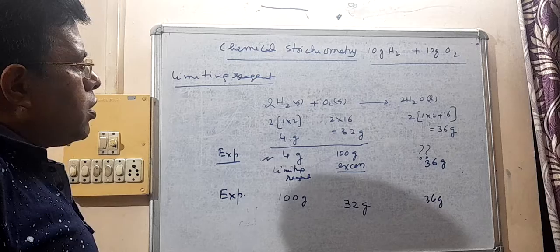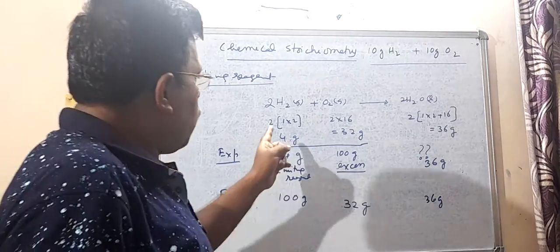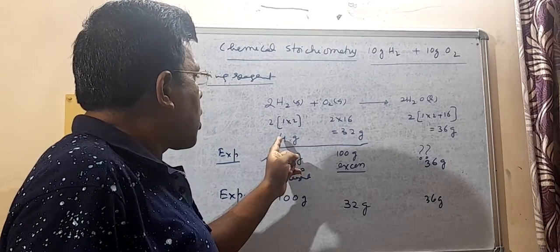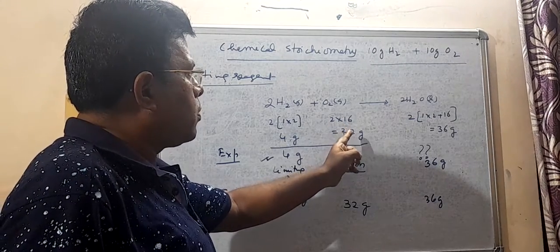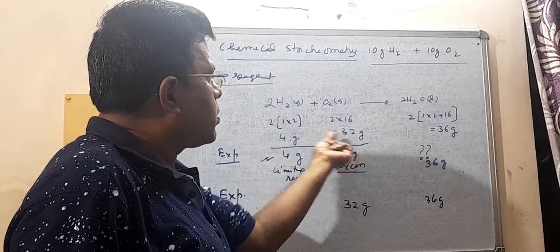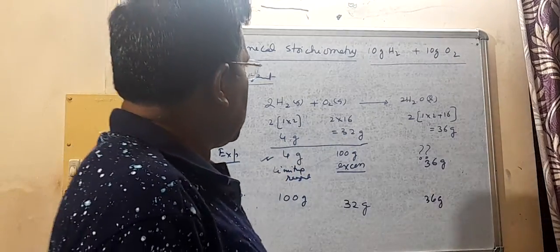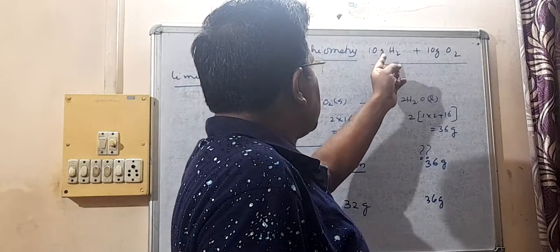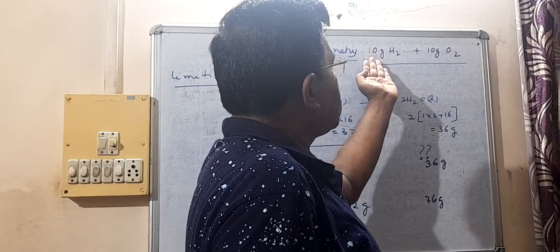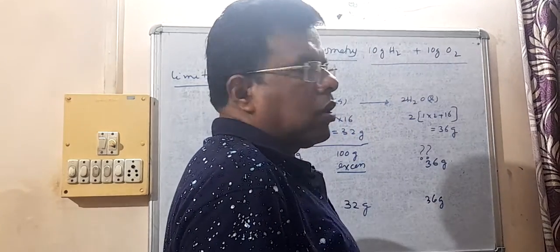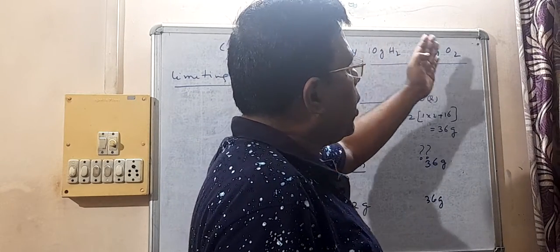We can identify it in this way: 4 gram hydrogen reacts with 32 gram of oxygen. You see, 8 times. So in this way 10 gram of hydrogen will react with 8 times, that means 80 gram of oxygen. 10 gram of hydrogen will combine with 80 gram of oxygen.